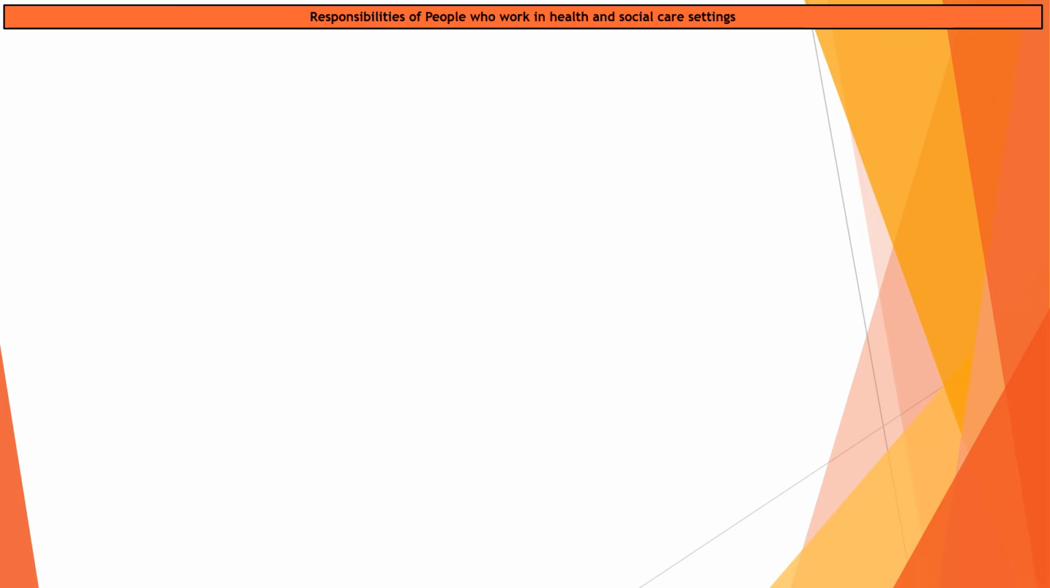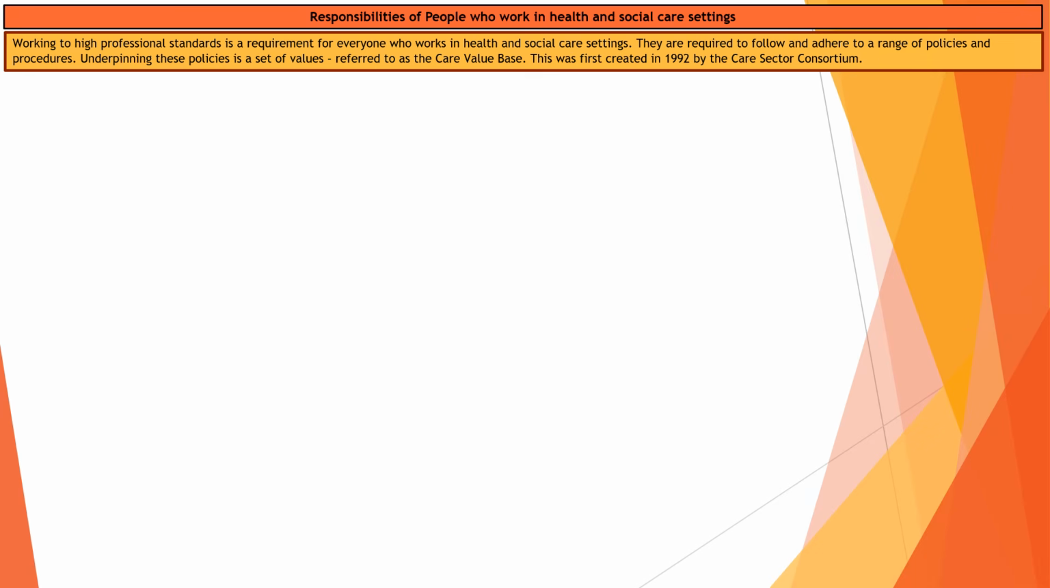So, first thing we need to think about is what are the responsibilities of care. Now, working as a professional in the care sector, whether it's health or social care, you are required to follow a code of policies and procedures, all of which are designed to protect the users of care, and it's the care value base, which was created in 1992.